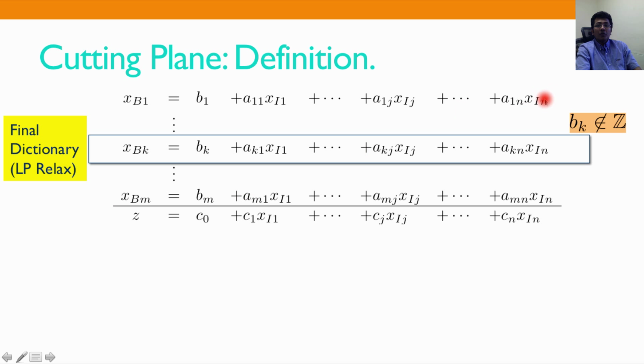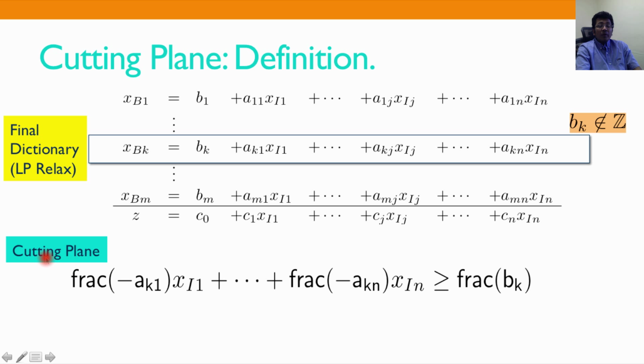You first choose a row for which the constant bk is not an integer, and you do this in the final dictionary of the LP relaxation. You now choose the cutting plane given by the fractional part of minus ak1, not plus ak1, because we move it to the other side to derive the cutting plane, times xi1, plus the fractional part of minus ak2 times xi2, and so on, plus the fractional part of minus akn times xin, greater than or equal to the fractional part of bk. This is exactly the same thing that we derived in the previous example.